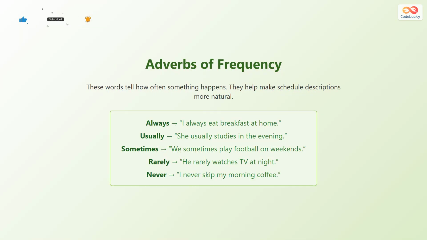To make your schedule sound more natural, use adverbs of frequency. These words show how often an action happens. Always means every time, as in, I always eat breakfast at home. Usually means most of the time. Sometimes is for occasional actions. Rarely is used when something happens very little. Never means not at all. These adverbs make your speech richer and more accurate.